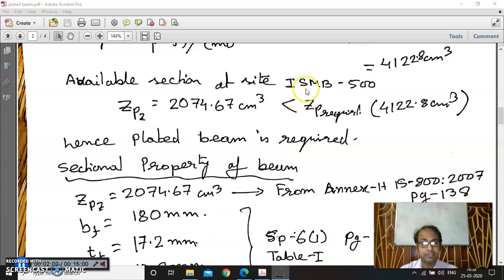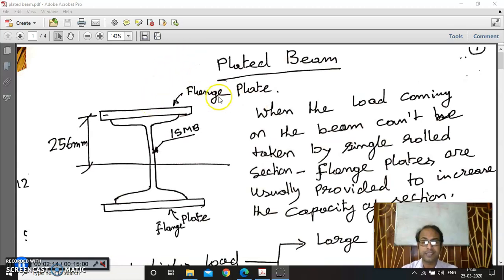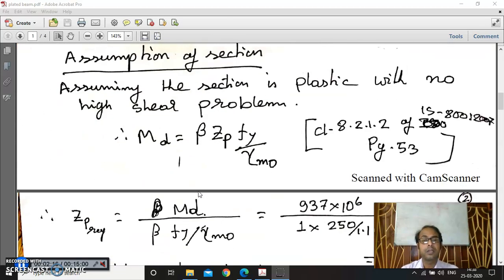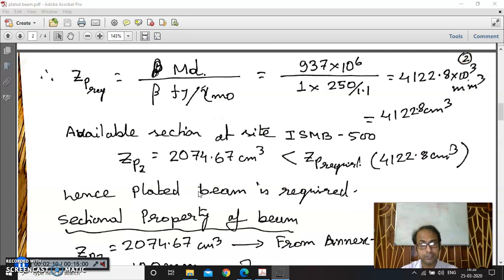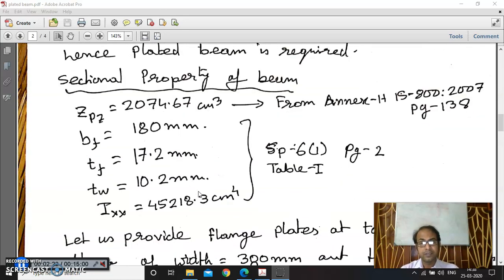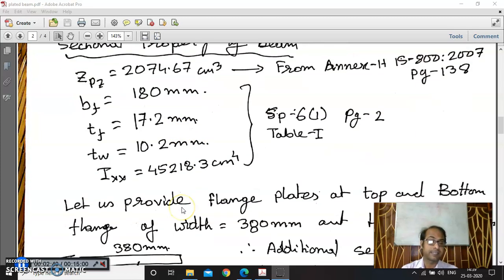We can see that the required Z is much higher than the provided Z. So what we can do is increase the capacity of the section by providing two plates at top and bottom, which will give more plastic section modulus and will also increase the moment of inertia. So first of all, we have noted the sectional properties of the ISMB 500 from Annex H and SP6: the breadth of the flange, thickness of the flange, breadth of the web, thickness of the web and the Ixx.